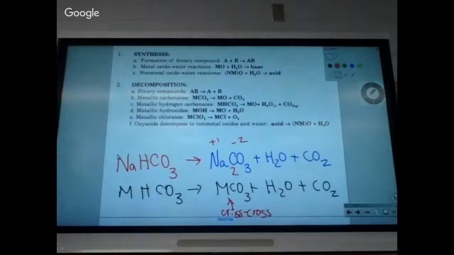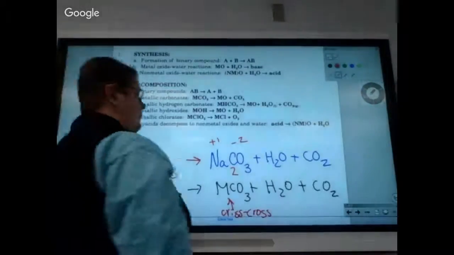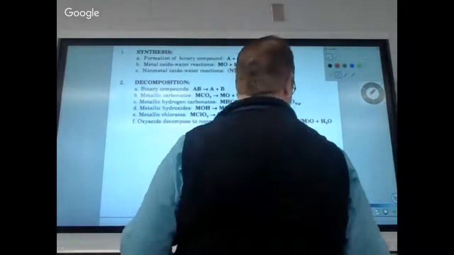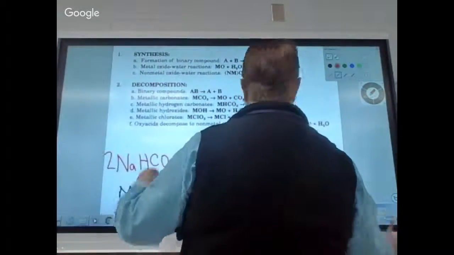Okay. And then we need to balance. So we need a 2 here. It's going to give us 2 H's, 2 H's. That's going to give us 3, 4, 6, and then 6 O's. So we should be good. Do we feel okay with decomposition? No. Really? All right. It's okay, I'll be fine. Let's try synthesis.